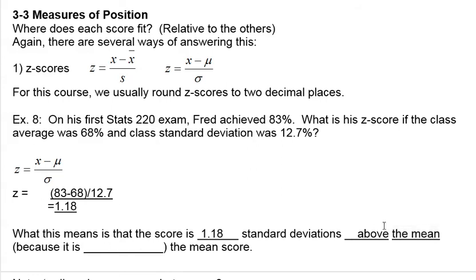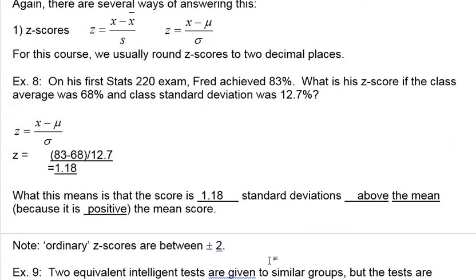And we know it's above, not below the mean, because it's a positive Z-score. So Z-scores can be positive or they could be negative. With the standard deviation, we mentioned that ordinary or usual values fall within 2 standard deviations. Well, the Z-score is measuring how many standard deviations we are away. So ordinary or usual Z-scores are going to fall between plus and minus 2.